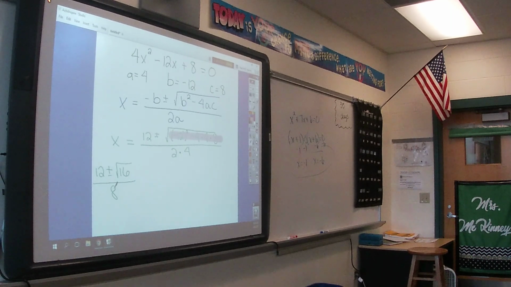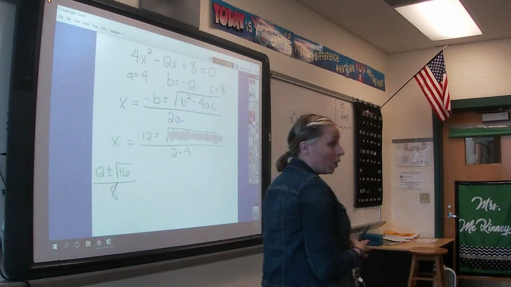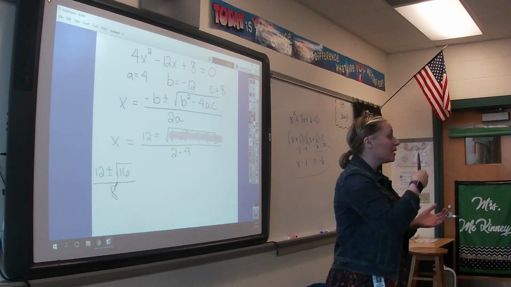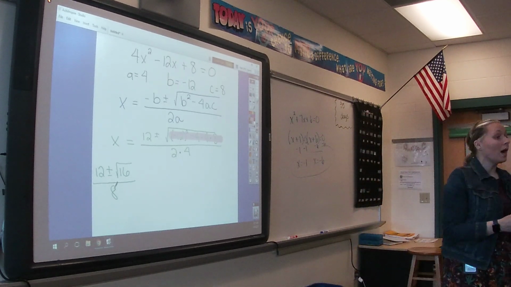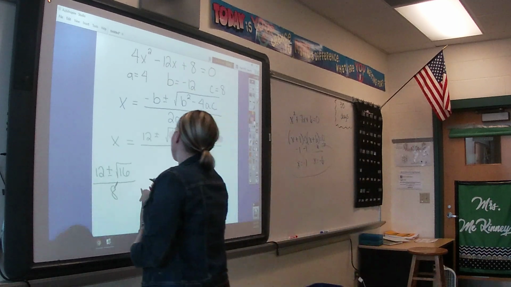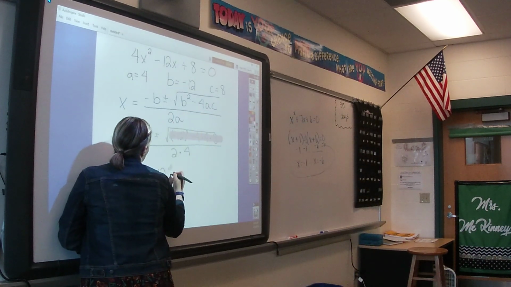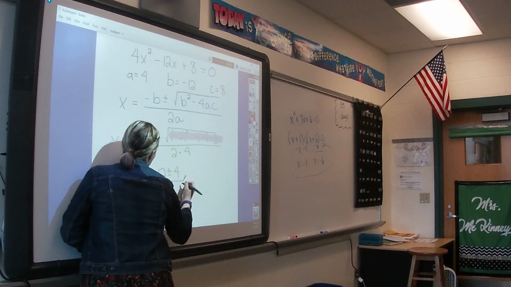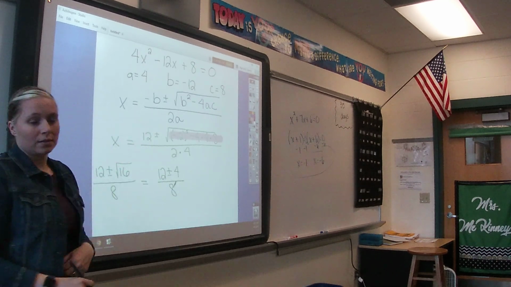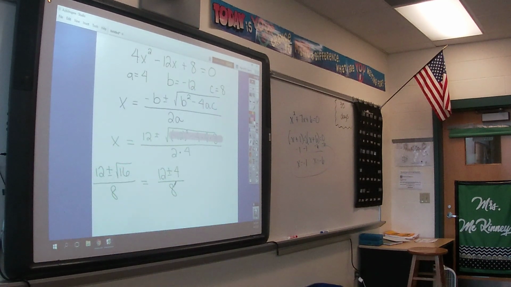So now we're going to simplify the square root of 16. What is the square root of 16? 4. We are taking the square root of the number, so the square root comes off. So now we have 12 plus or minus 4 all over 8. Do not do something with that 4. It is already outside of the square root sign. How many answers is this? 2.